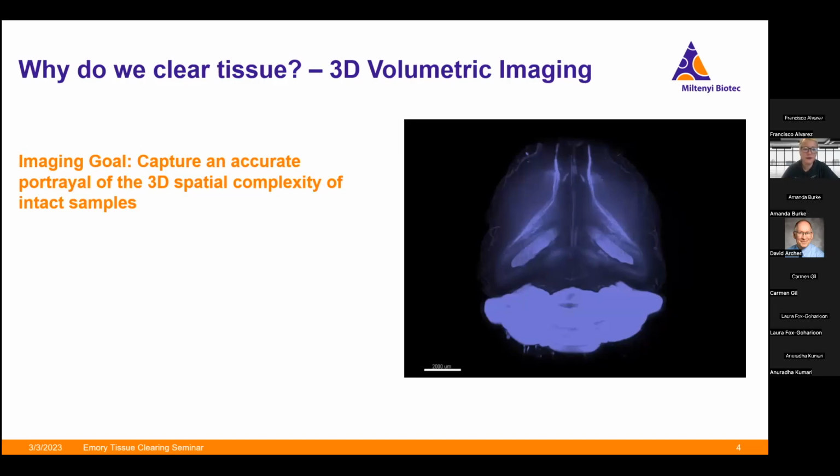But you may wonder, how do you achieve the most optimal results with 3D imaging? The intact samples are generally much larger than 2D physical sections. How are we able to see deep into the tissue? And you may have already guessed, that's through tissue clearing.